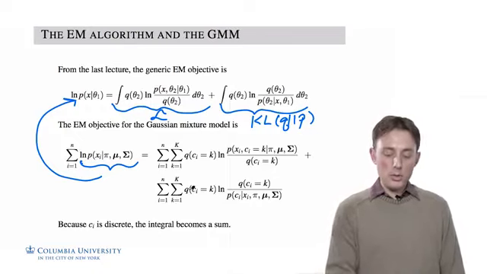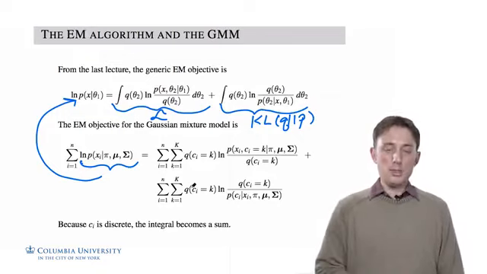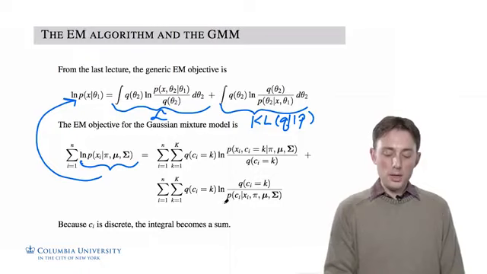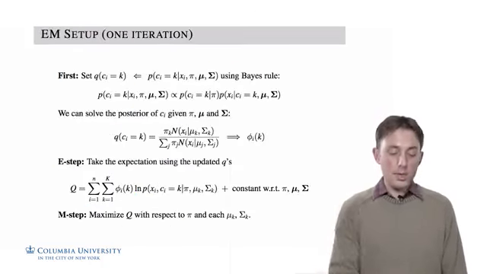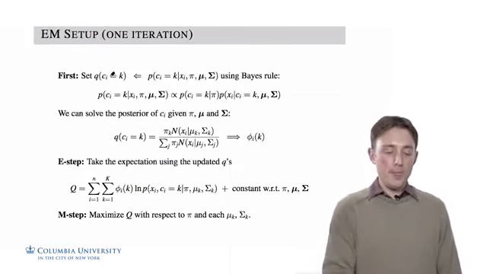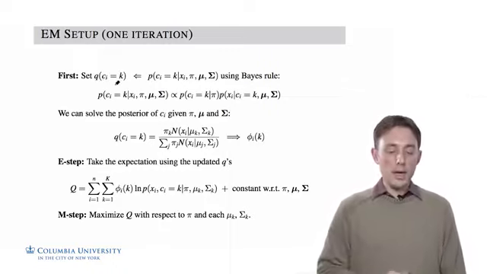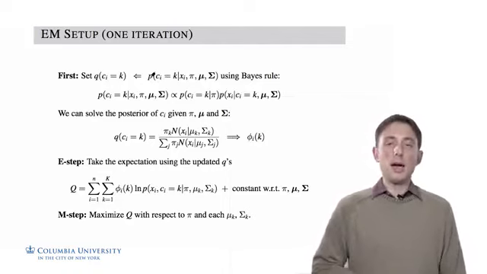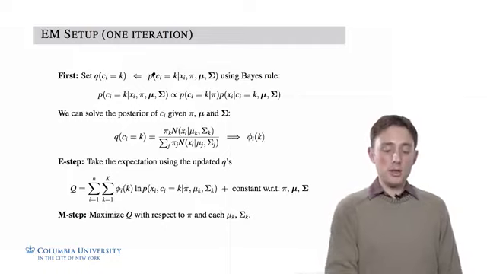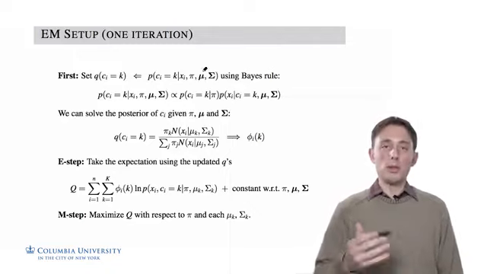So we want to set Q of Ci equals k, which is our probability of Ci equaling k, to be equal to the conditional posterior probability. So this should also be evaluating Ci equal to k. That's the first part of the E step. We set this distribution Q of Ci equals k to be equal to the conditional posterior distribution of the ith data point being assigned to the kth cluster, given the value of the ith data point and given the parameters for the Gaussian mixture model at the current iteration.